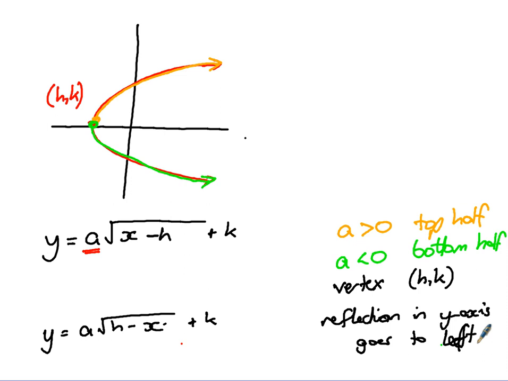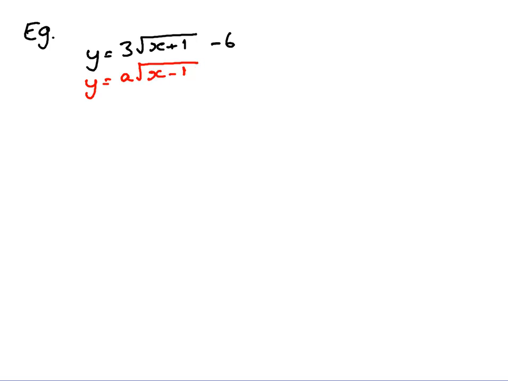Okay, so let's have a quick look at a couple of examples. So the first one I'm going to look at is going to be y is equal to 3 square root x plus 1 minus 6. Now the first thing I probably should do is write down the general form straight underneath, plus k. Okay, there's a few things let's work out. So the first one is a is equal to 3. So clearly this is greater than 0, so it's going to be the top half only. HK, which is our vertex, is equal to minus 1, minus 6.